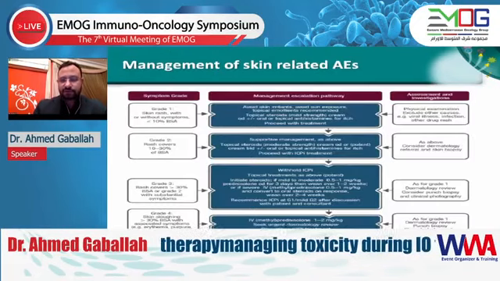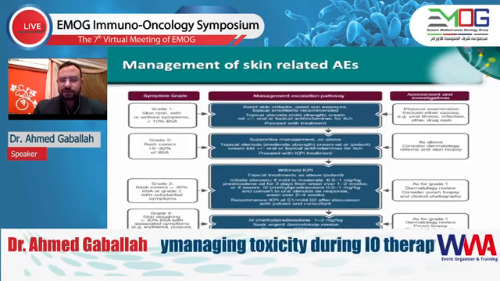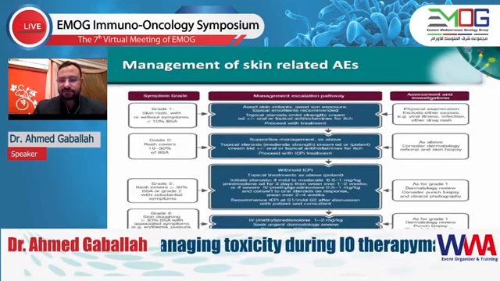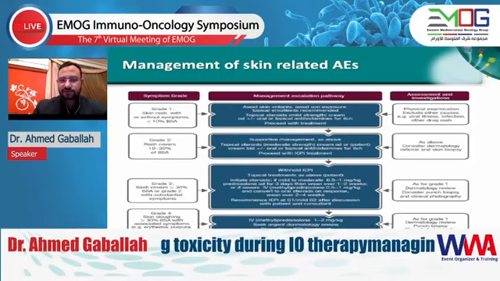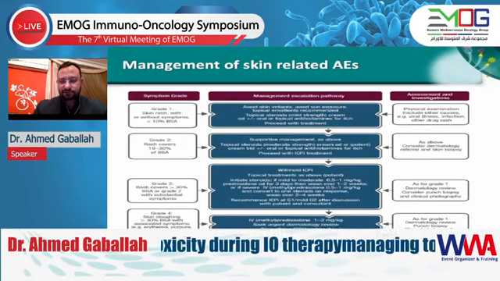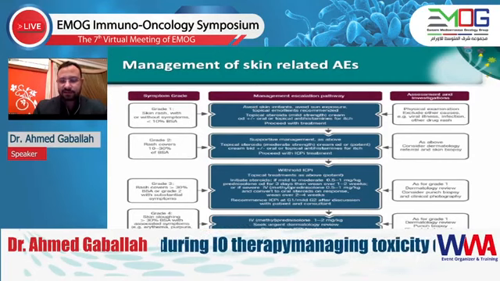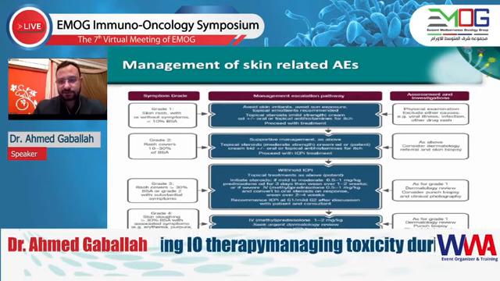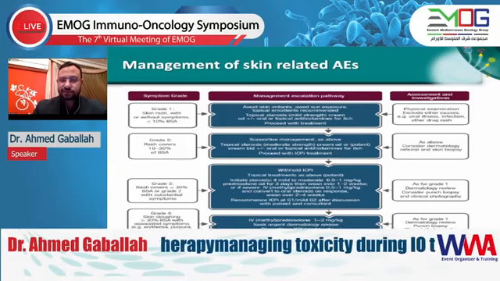I will move now to organ-by-organ management of toxicity. The most common toxicity is the skin-related adverse event. Usually, the management of skin-related adverse events depends on the grade of the toxicity. For grade 1, we mean that we have a skin rash covering less than 10% of the body surface area. At this point, we should examine the patient carefully.